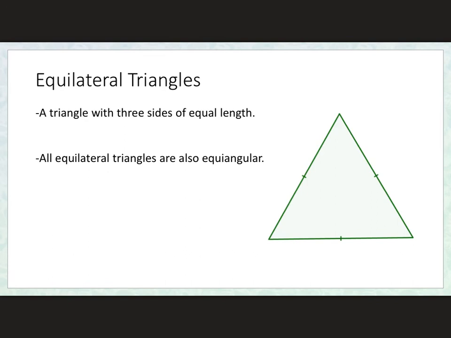Now let's talk about equilateral triangles. An equilateral triangle is a triangle with three sides of equal length. A lesser discussed aspect of equilateral triangles is that they are also equiangular, which means that all three angles are also equal in measure.